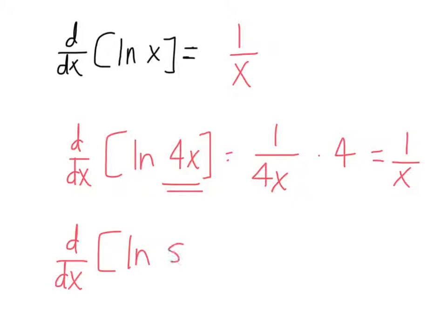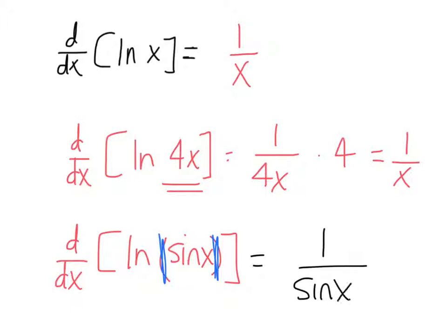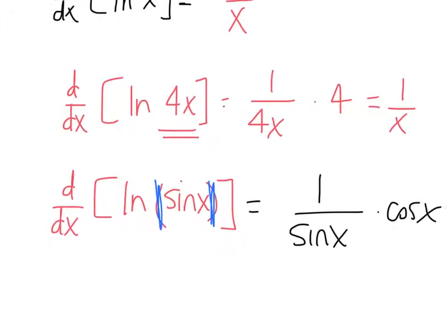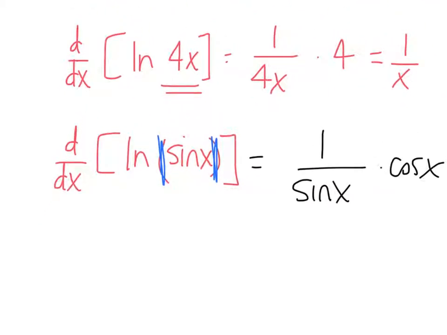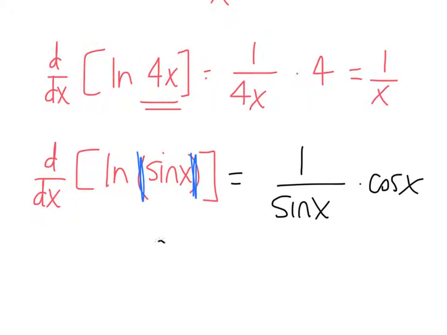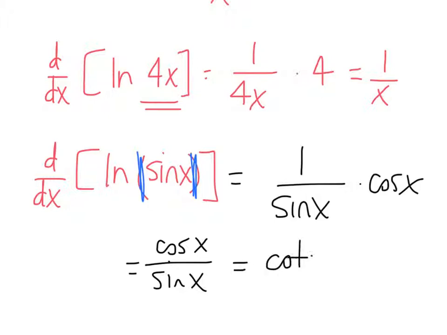Natural log of sine x. Technically, we know that natural log can't take a negative, so the absolute value of sine would be more appropriate. But the reality is, it's 1 over sine x times the derivative of the inside, which is cosine x. And hopefully you recognize this as cosine over sine, which is equal to cotangent x.